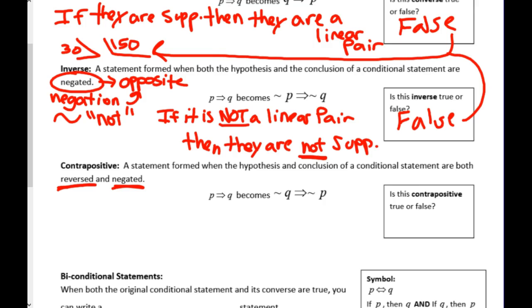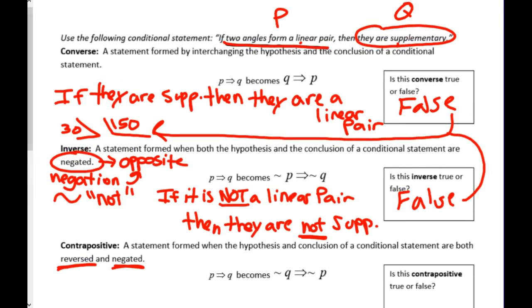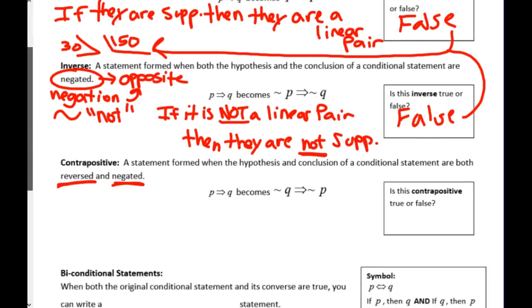So, now, let's write this down. Now this can be kind of complicated. Take the P and the Q, switch it, and put not in it. Okay? So what's going to go first here? They are supplementary. Put a not in there. It's going to be they are not supplementary. Okay? Is everyone with me?